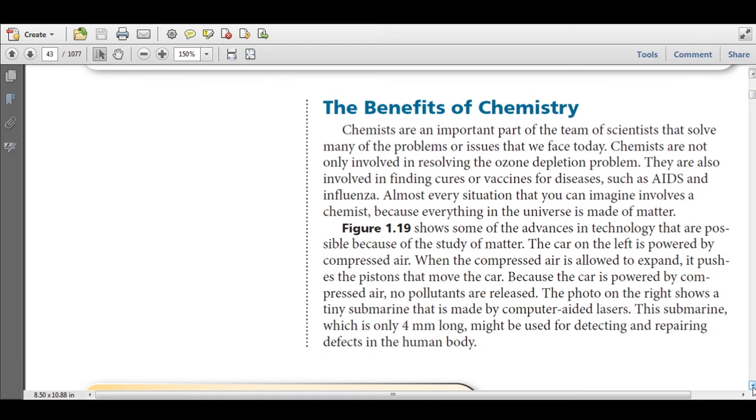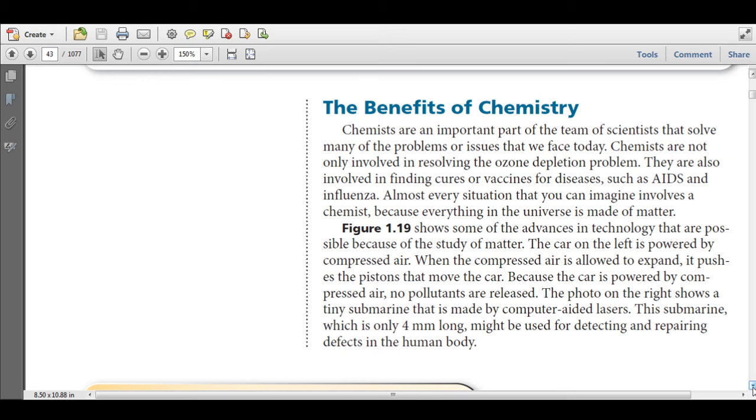Chemists are an important part of the team of scientists that solve many of the problems or issues that we face today. Chemists are not only involved in resolving the ozone depletion problem, they are also involved in finding cures or vaccines for diseases, such as AIDS and influenza. Almost every situation that you can imagine involves a chemist, because everything in the universe is made of matter. Figure 1.19 shows some of the advances of technology that are possible because of the study of matter.